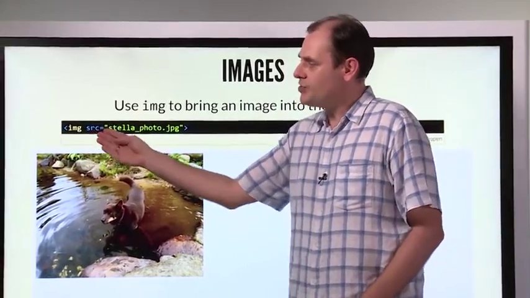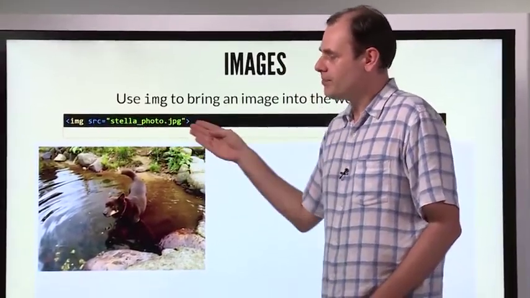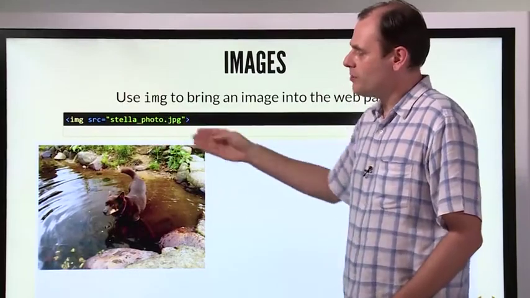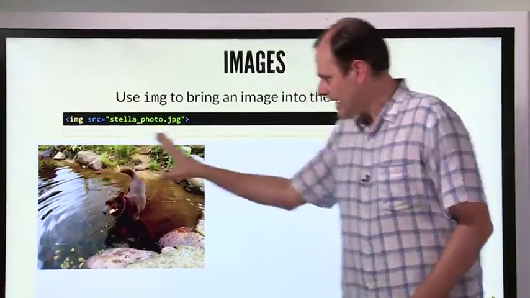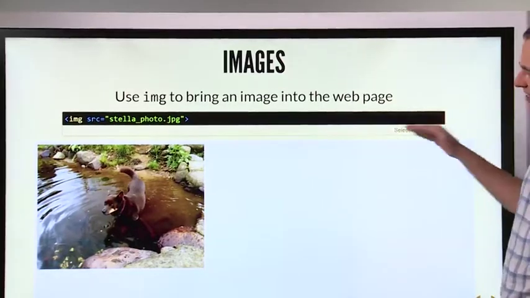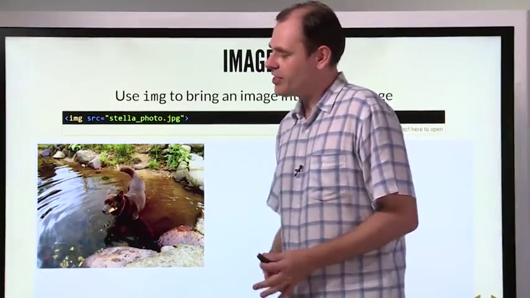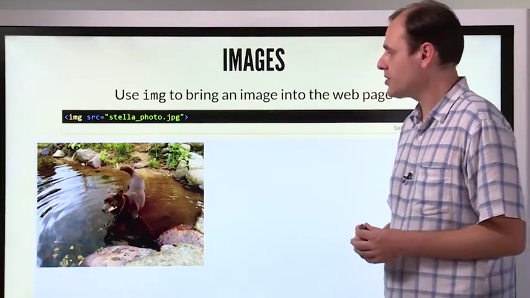You just say image and then the source file name. The browser then grabs the picture and puts it into the web page. There is a picture, and this is the web page here. This white area is a web page. The picture is correctly shown in the web page.